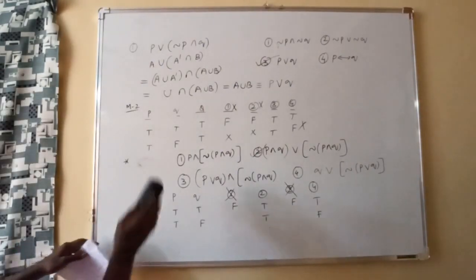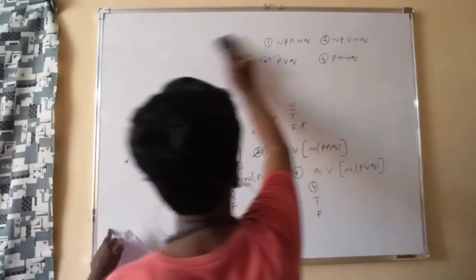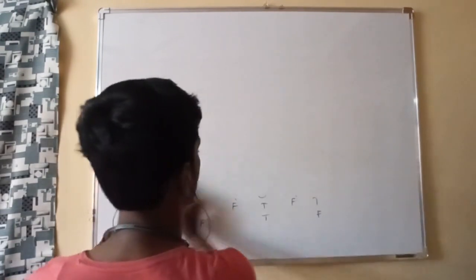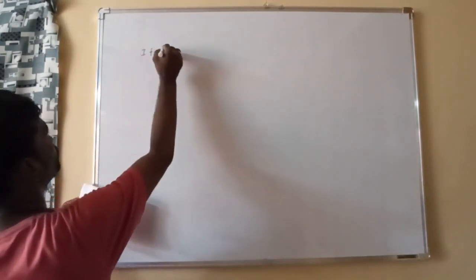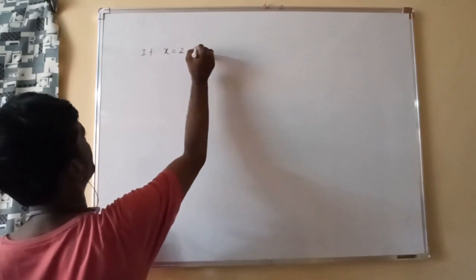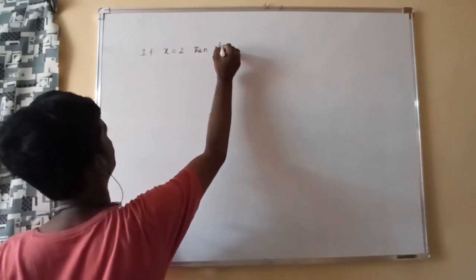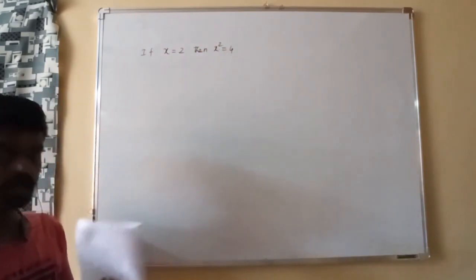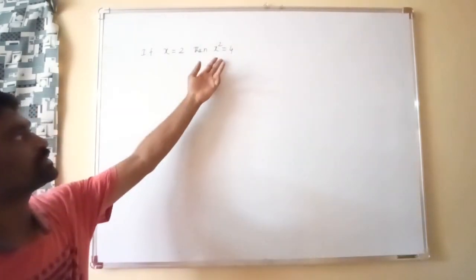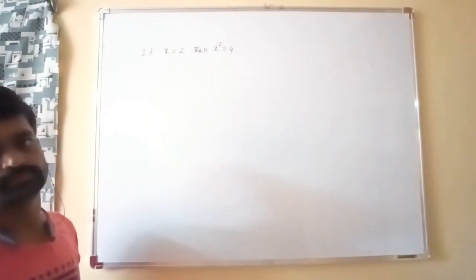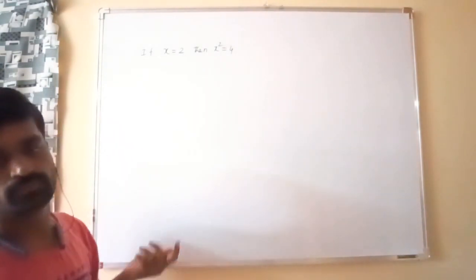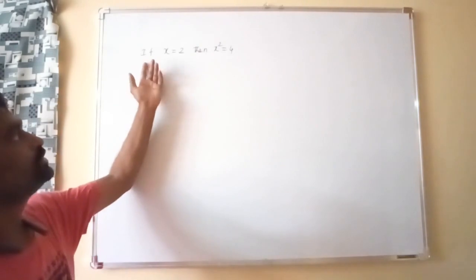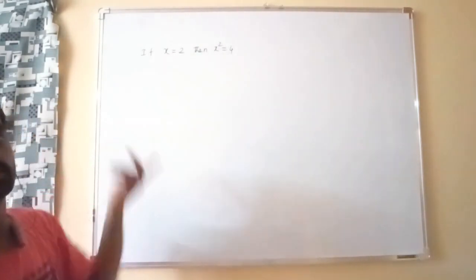Next, one more interesting problem. They are asking the converse of, if x is equal to 2, then x square is equal to 4. So what is the converse of the statement? If x square is equal to 4, then x is equal to 2. What is the inverse? If x not equal to 2, then x square not equal to 4. And what is the contrapositive? If x square not equal to 4, then x not equal to 2.